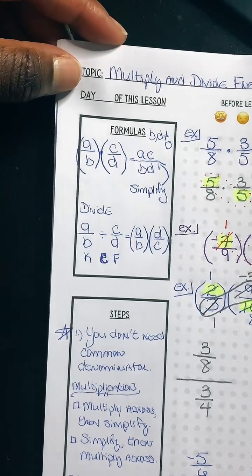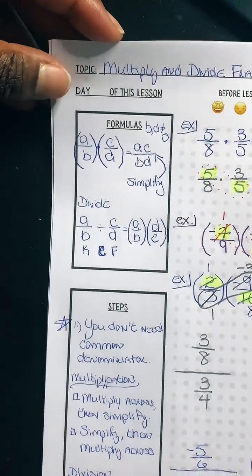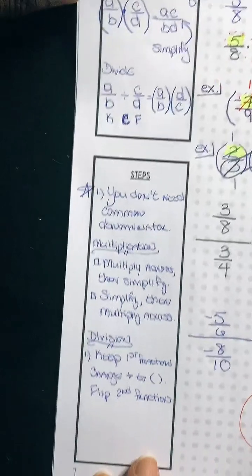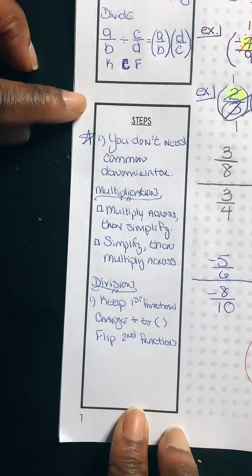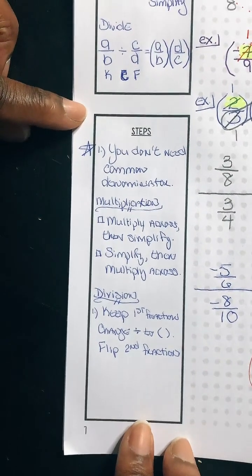Okay, decimals, word problems, decimals. All right, looks like we're going to do decimals next. All right, and then this was the other steps for multiplying and dividing fractions.